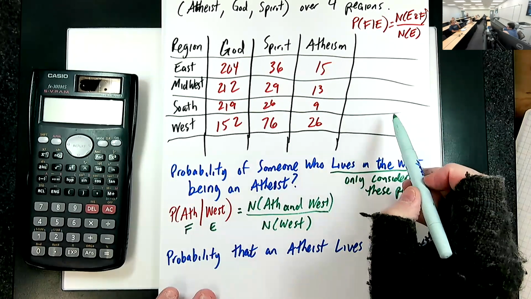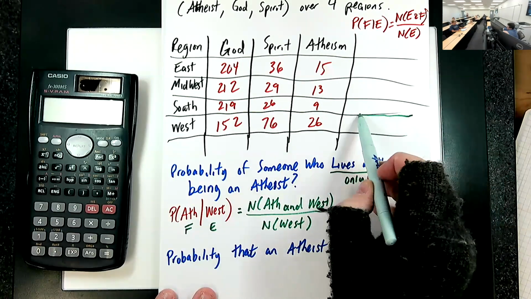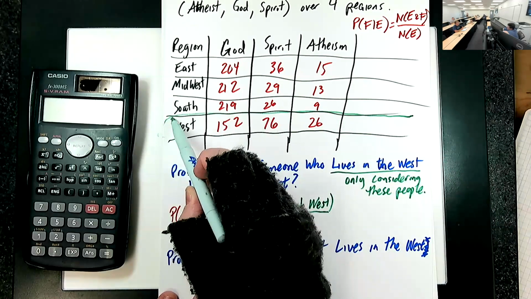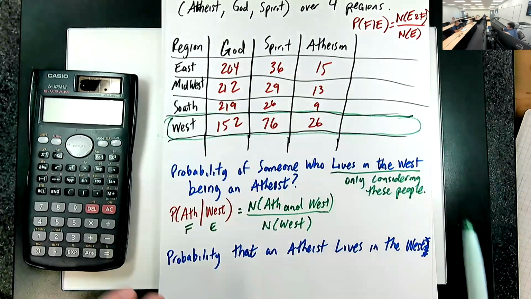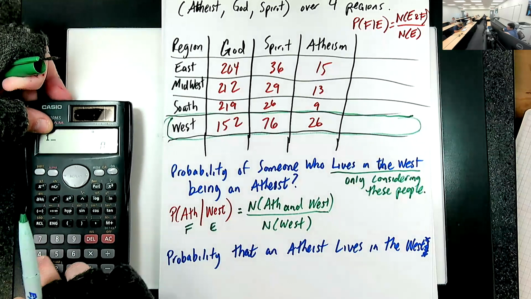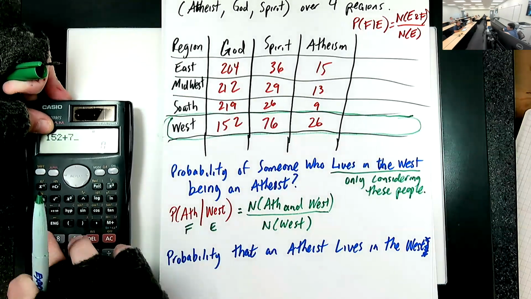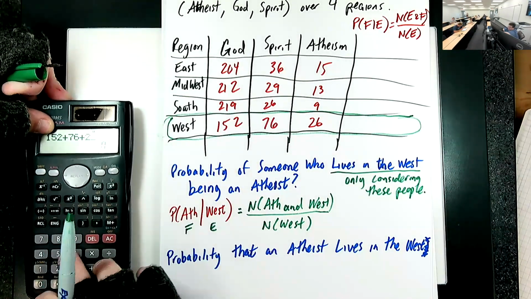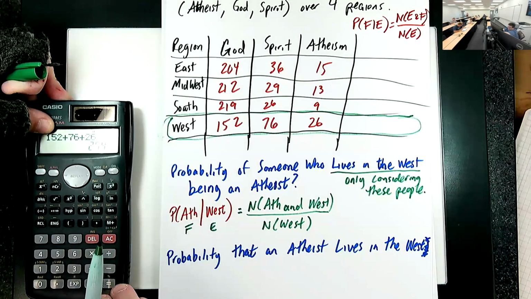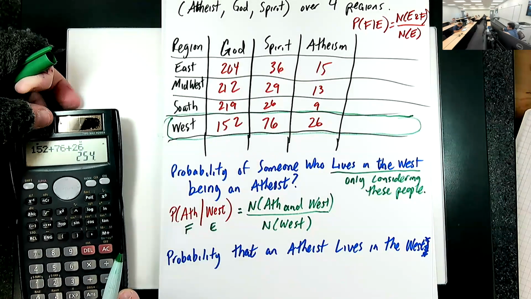So it looks like we need information. We need to know the total of this row, right? That's my West row. We need the total of that row. So let's add up how many people live in the West from our survey. And I'm getting 254.